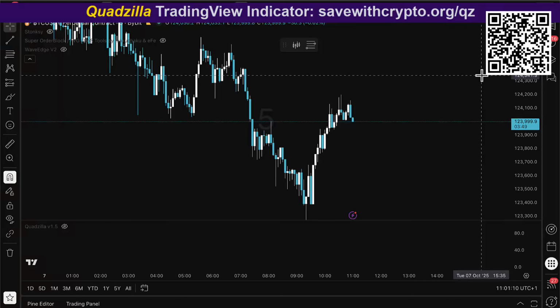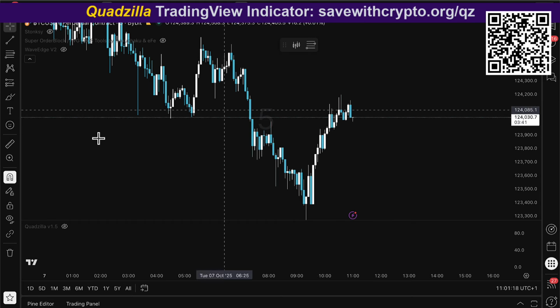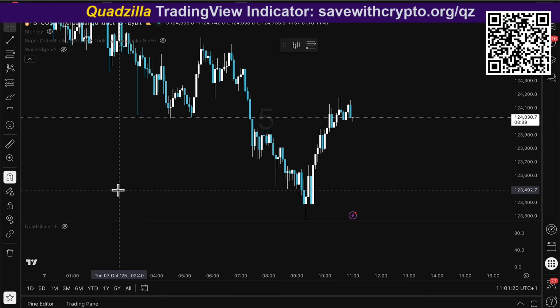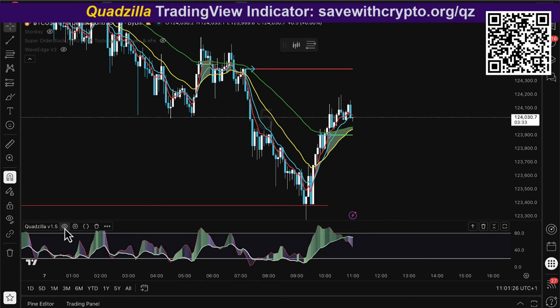My name is Save with Crypto and I'm looking here at the Bitcoin USD chart on the 5-minute time frame. Let's just put on our indicator, which is called Quadzilla, which you can get from savewithcrypto.org/QZ. And what this is showing now on the 5-minute is a few things really.